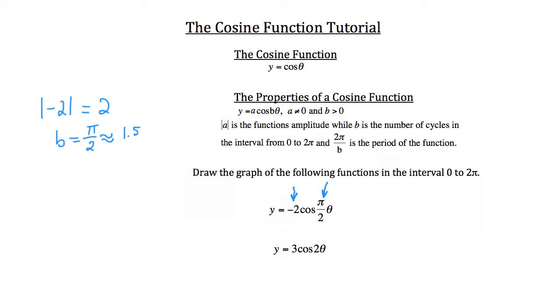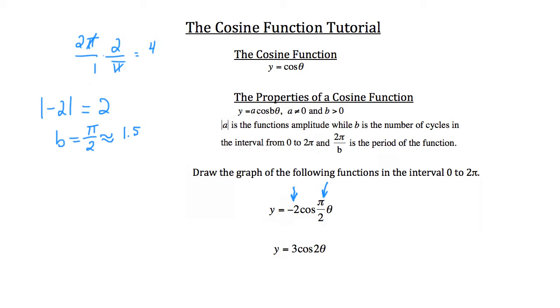And 2 pi over b is the period of our function. So 2 pi divided by b, which is pi over 2, would look like this. We have to invert and multiply that bottom fraction, the denominator there. So that would be 2 over pi. This would change to 1. Our pi's are going to cancel, and 2 times 2 is 4. So the period of our function is 4 units.